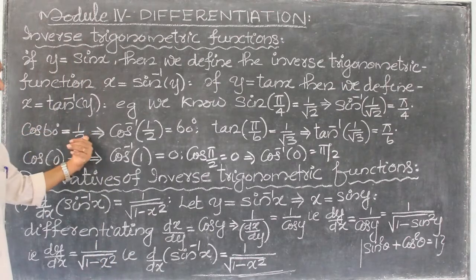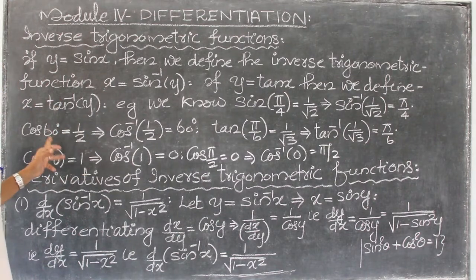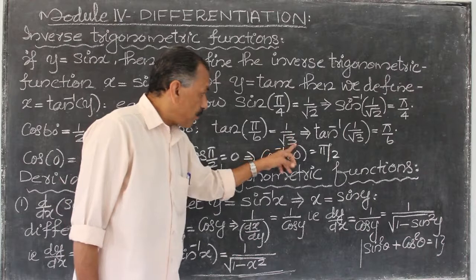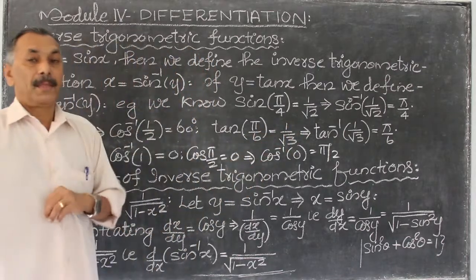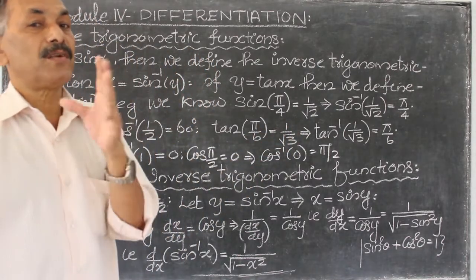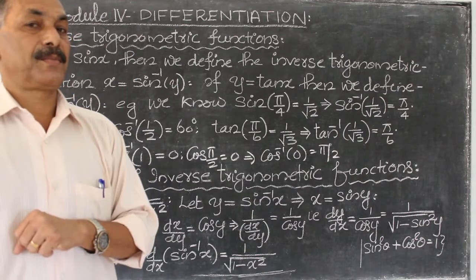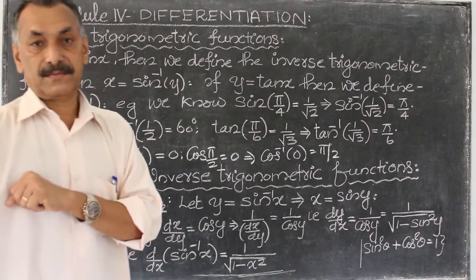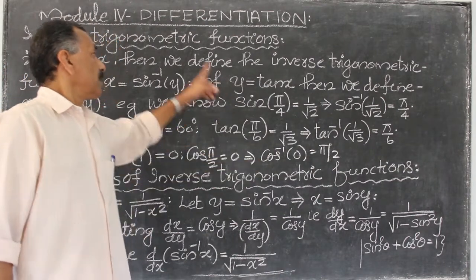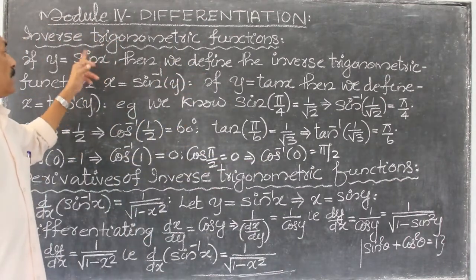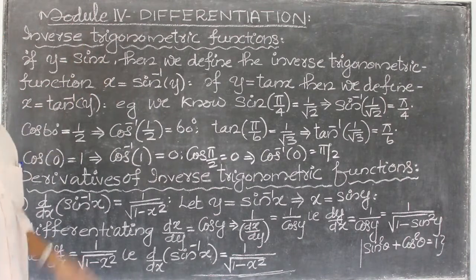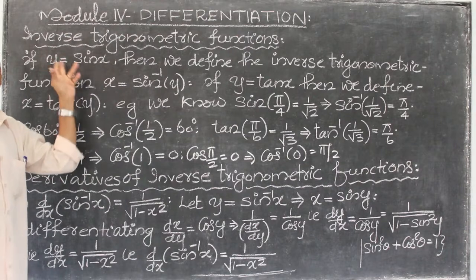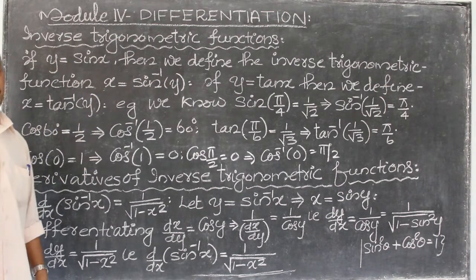Then cos 60 is equal to 1 by 2. Normally we bring cos outside, but cos inverse of 1 by 2 is equal to 60. Tan pi by 6 is equal to 1 by root 3. Therefore tan inverse of 1 by root 3 is equal to pi by 6. The values of inverse trigonometric functions are always angles. But in the case of trigonometric functions, the sin value and cos value are always real numbers. So again, if y is equal to sin x, then x is equal to sin inverse y. If the sin value of the angle x is y, then the angle whose sine is this y value is sin inverse y.